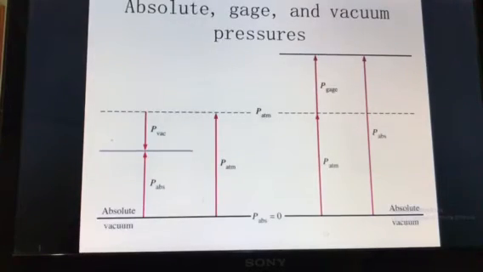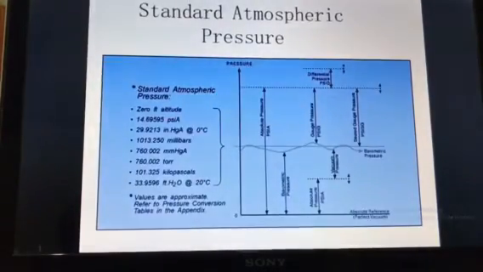Now the next thing is absolute pressure, gauge pressure, and vacuum pressure. We will see the concept of absolute pressure, gauge pressure, and vacuum pressure. As we have studied, what is the basic difference between absolute pressure, gauge pressure, and vacuum pressure? We will see it in this lecture.